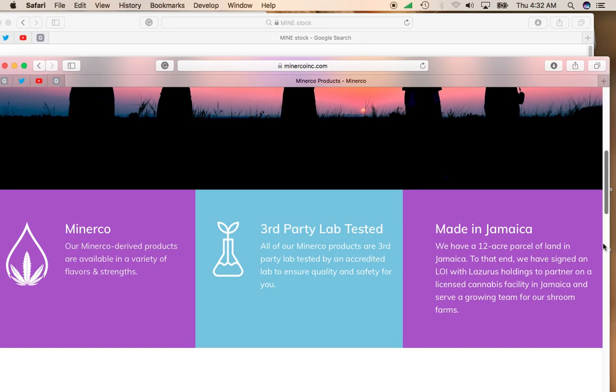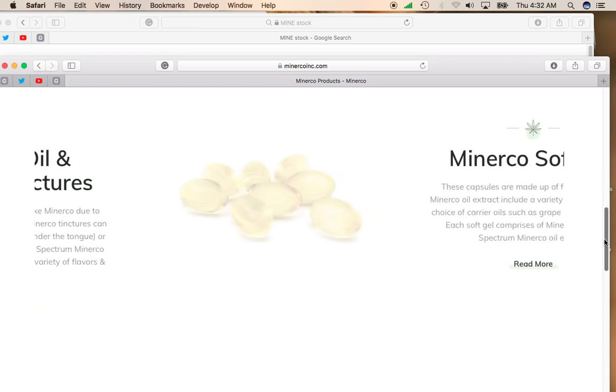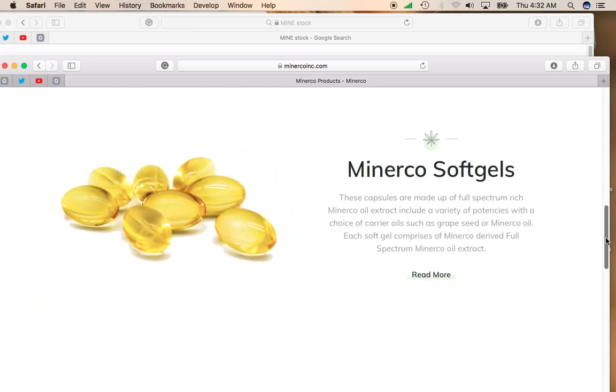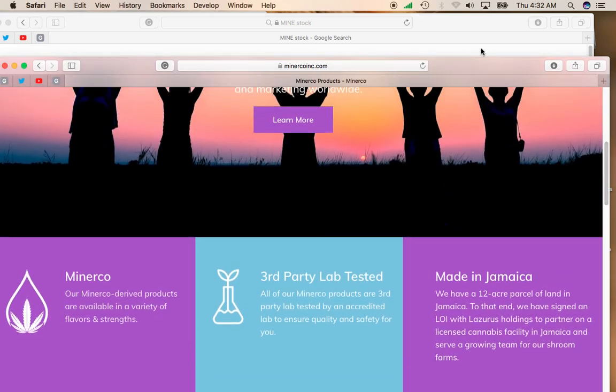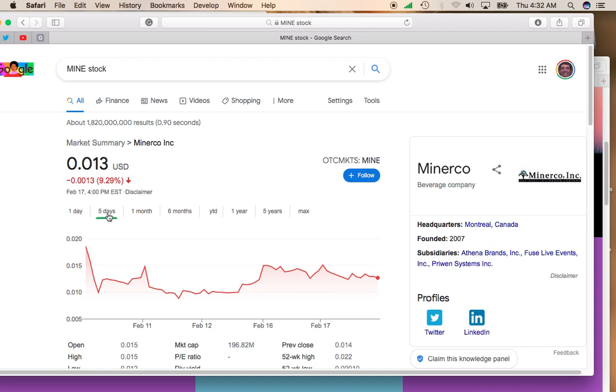So yeah, I would definitely take a look at what this company has to offer. I would definitely watch the price action, and I would wait for this stock to break out a little bit. You know, right now the price action on Minerco is not that great. The cannabis stocks haven't been doing that great over the past month.